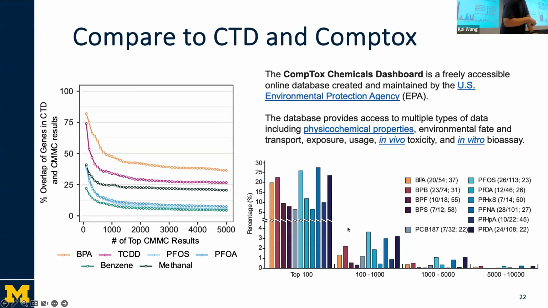Then we did a similar comparison to see how many target genes predicted in our result are also target genes in CompTox. So here you can see the numbers: in CompTox, they only tested 54 target genes of BPA, and our result can predict 20 of them as top 100 target genes for BPA.